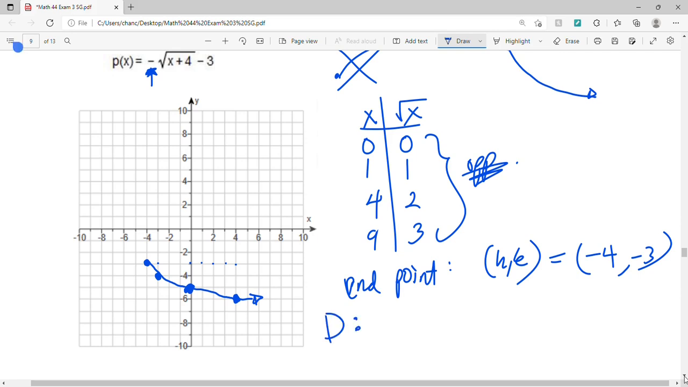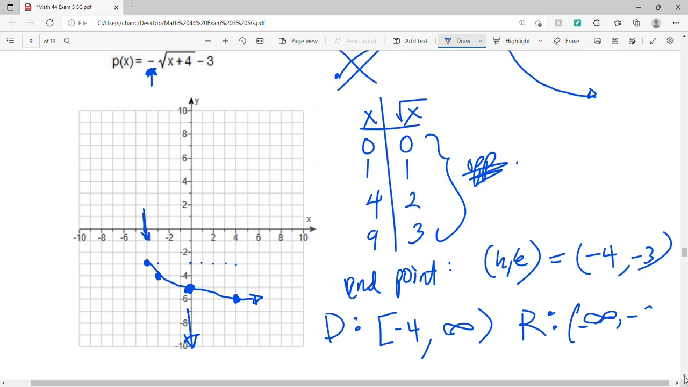What's the domain? It goes to the left all the way to negative 4, square bracket negative 4, to the right to infinity. What is the range? The range is, it goes down forever, but it goes up only to negative 3. So this is our range. Negative infinity, negative 3.